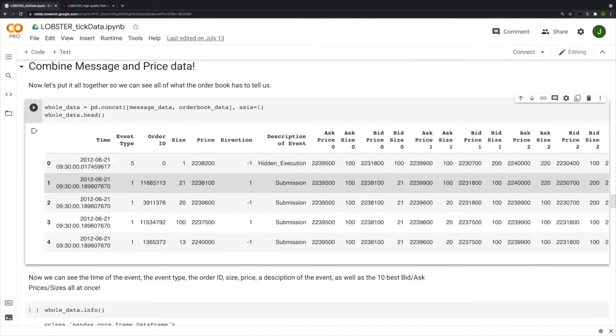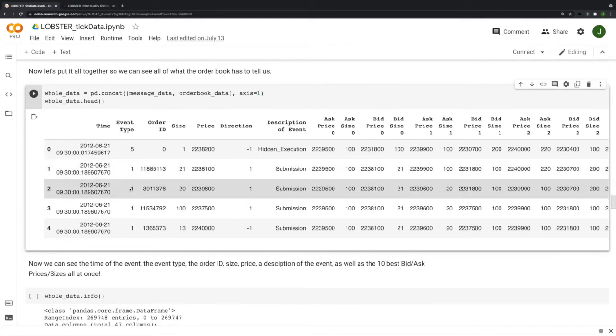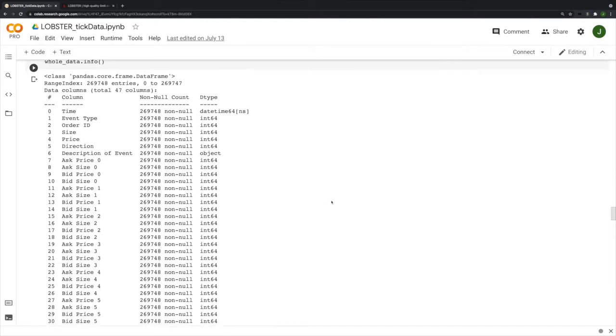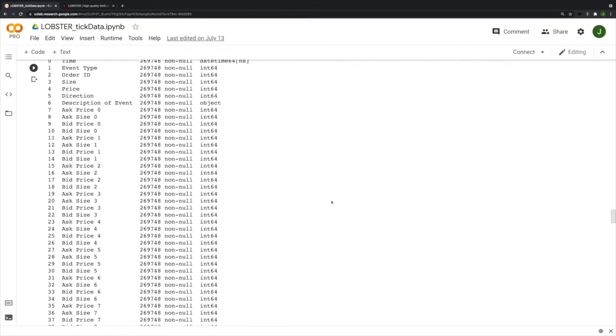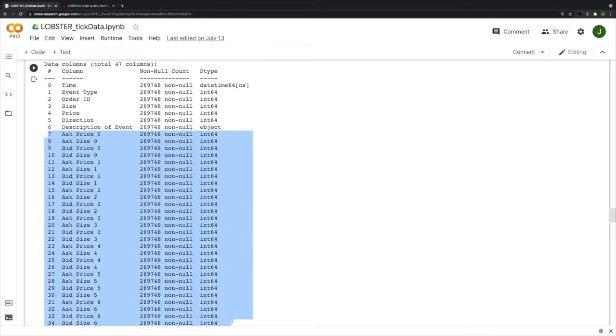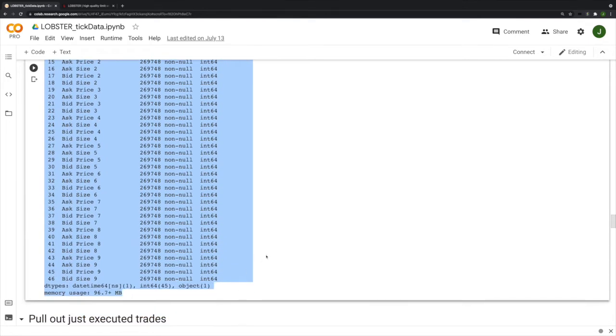And then the next event, which happened just a few milliseconds later, which was a submission, we've got the same best bid and ask prices, and so on. It just keeps going. So looking at all of that, these are the same columns as our message data, and then we've just stuck on all the columns with the bid and ask prices onto the end.